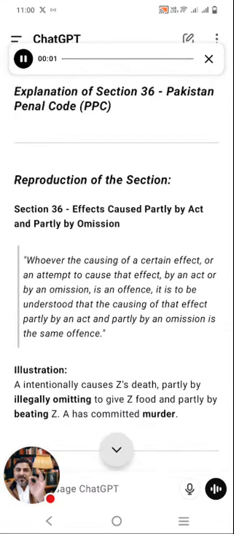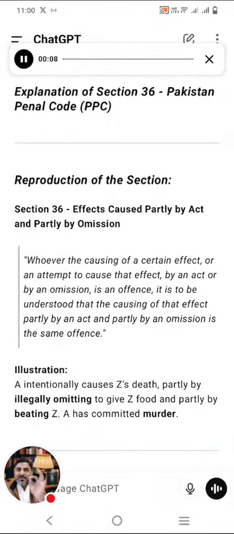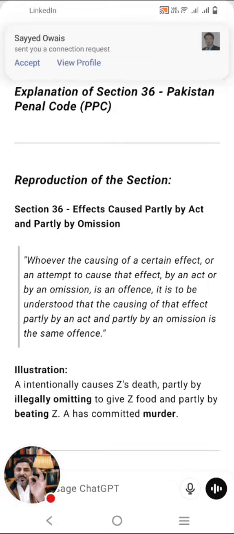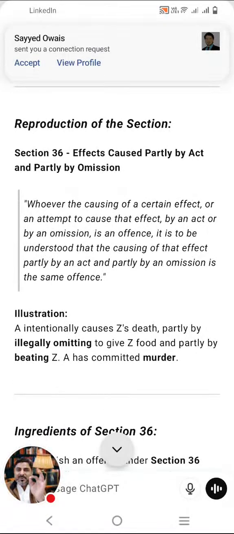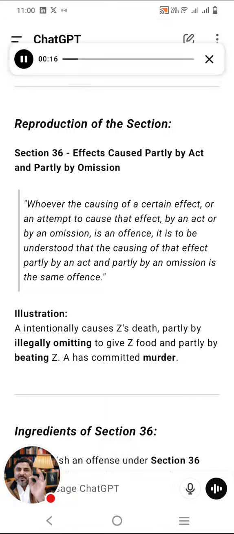Explanation of Section 36, Pakistan Penal Code. Section 36. Effects caused partly by act and partly by omission. Whenever the causing of a certain effect, or an attempt to cause that effect, by an act or by an omission is an offense, it is to be understood that the causing of that effect partly by an act and partly by an omission is the same offense.